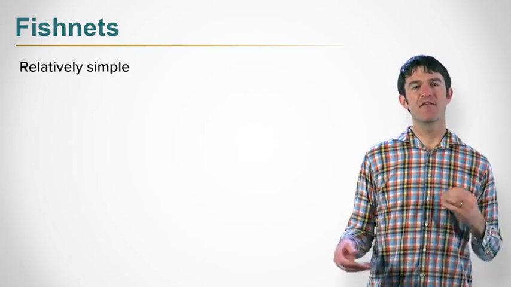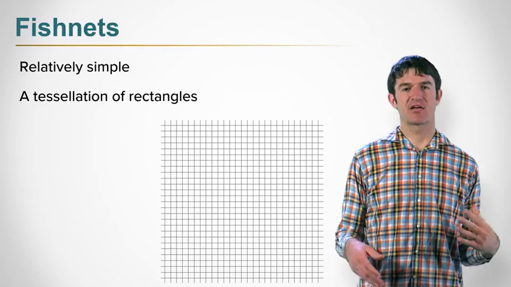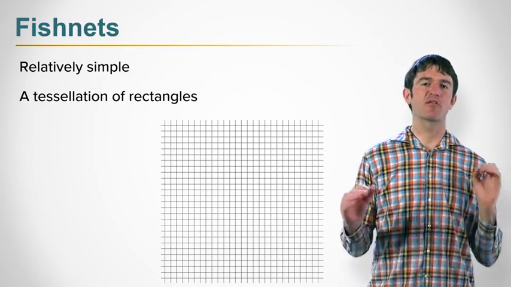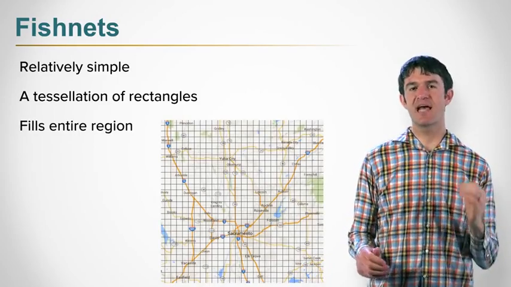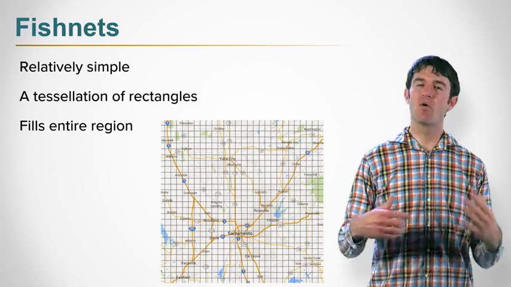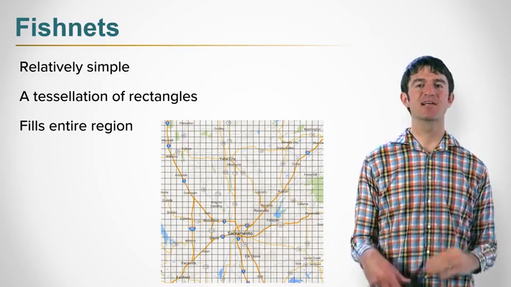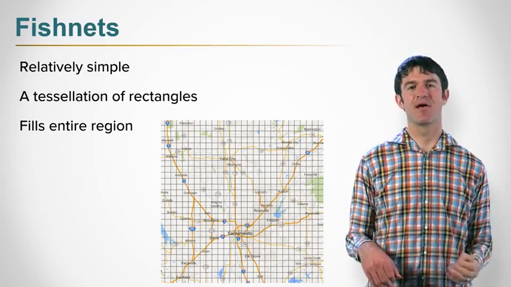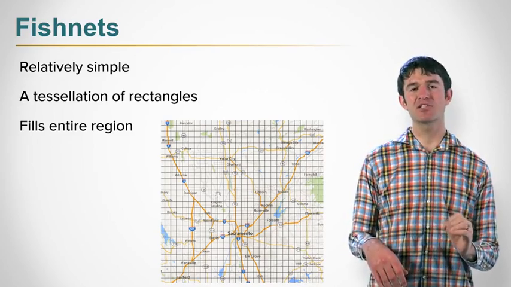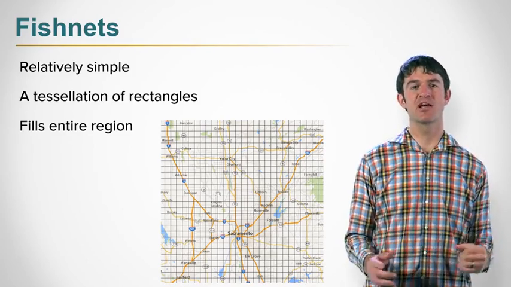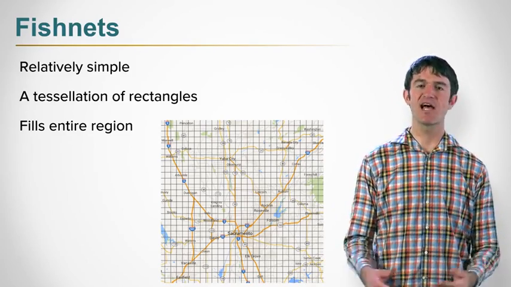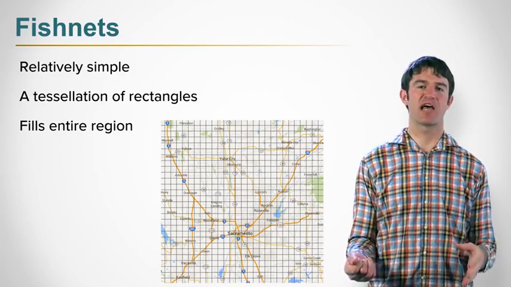The first method I'd like to talk about is the fishnet, which is relatively simple. Ultimately, fishnets are just a tessellation of rectangles, which is a fancy term for a repeating pattern of rectangles that fills an entire region. This is how it gets its name. It looks more or less like a net used for fishing because it appears as a grid of lines. ArcGIS has a geoprocessing tool to create these, and it allows us to specify the origin location as well as the size of the polygons on each side, and then how many rows and columns we should have in it.